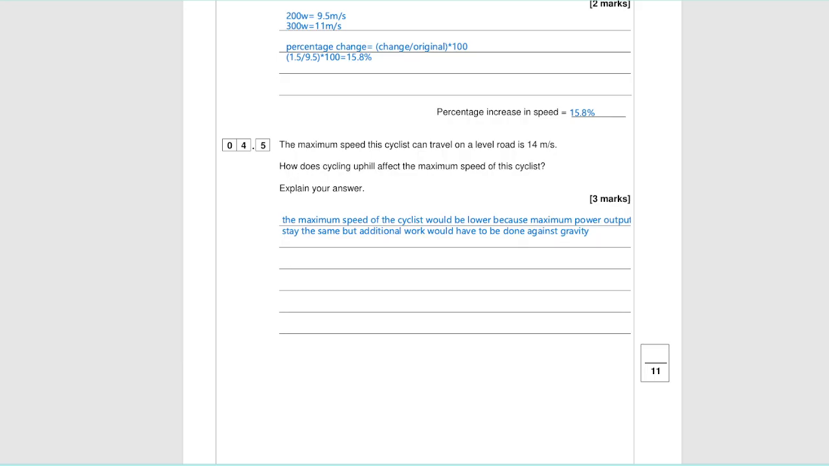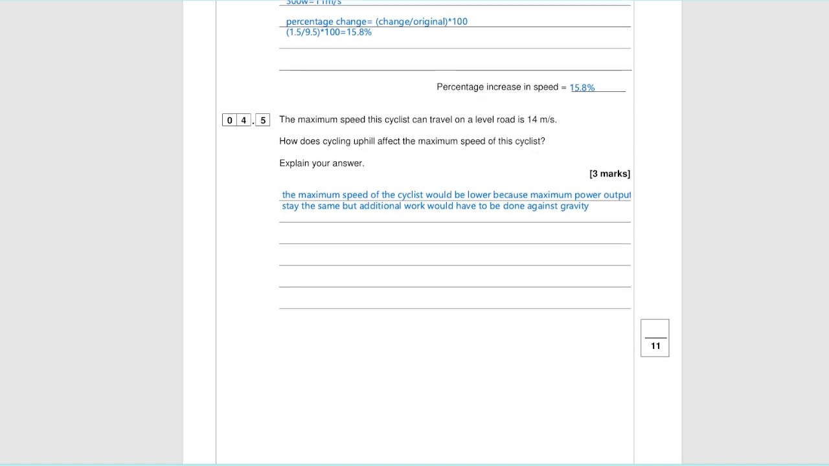Now, as I said earlier, the cyclist is moving at a constant speed, their max speed, when work done by the cyclist is equal to work done against their resistance. However, if they're cycling uphill, they also have to do work done against gravity. So that additional work done against gravity means that they move at a slower speed.